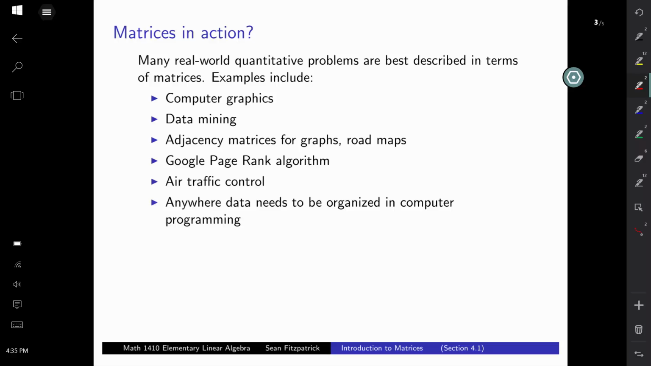You'll find matrices in use for computer graphics. If you want to encode computer graphics, much of that is done using vectors and matrices. Any sort of data mining, data analytics, you'll see matrices in use there. Adjacency matrices for graphs and roads.